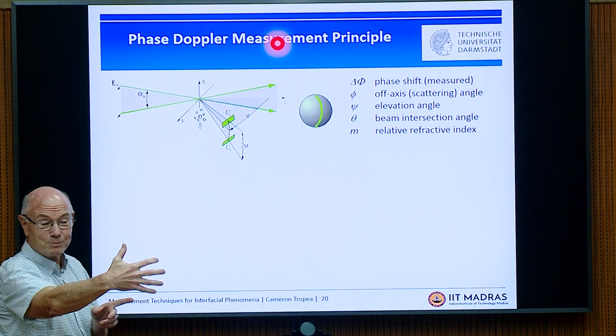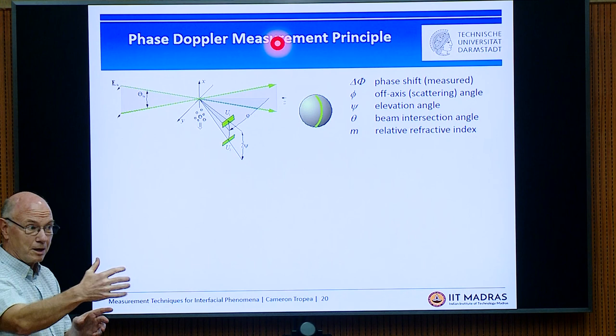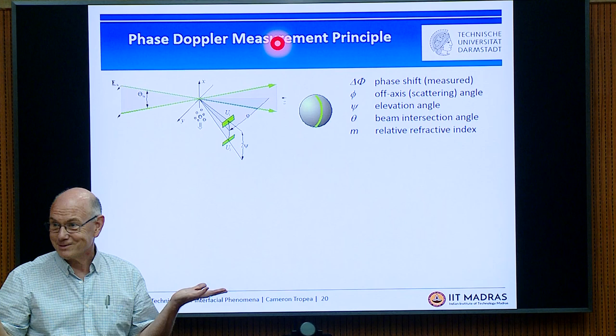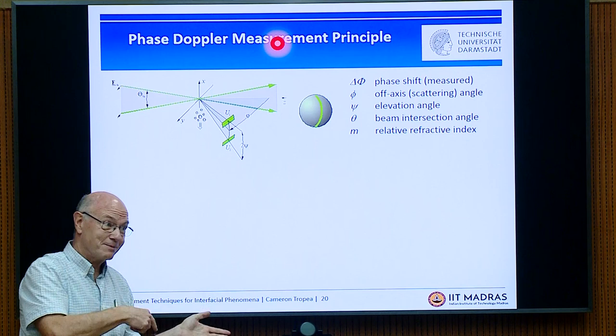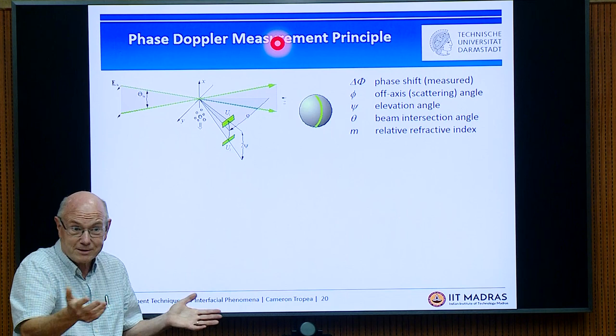And if the particle's bigger, the fringes will be closer. And if the particle's smaller, fringes will be farther apart. So now you have two glare points, same scattering order from two beams. Remember, IPI was two glare points, two different scattering orders from the same beam, and now we have the same scattering order from two different beams, but two glare points, and two glare points interfere out there. And you've got these fringes out there.